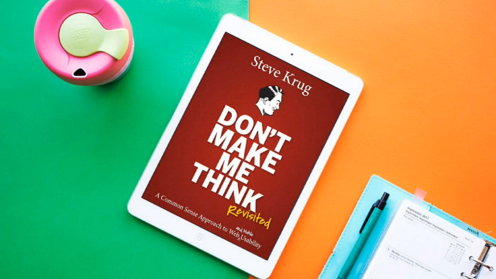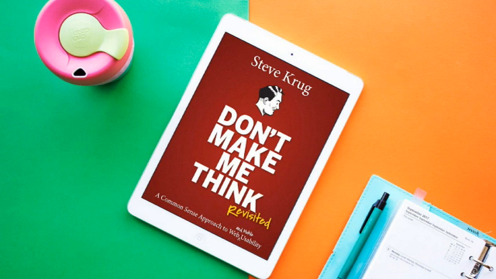In the first section, the basics, Krug lays out his fundamental principles for good web design. He emphasizes the importance of clear navigation, meaningful labeling, and concise content. He also stresses the need for designers to put themselves in the shoes of their users and think about what they would want and expect from a website.